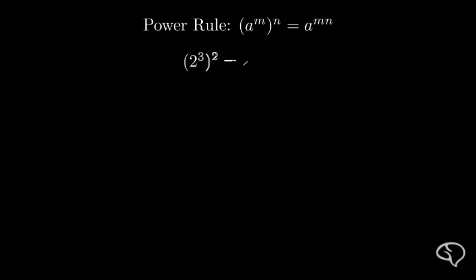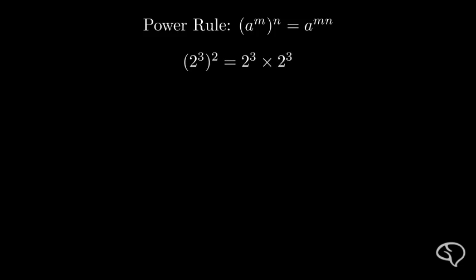We have 2 more important rules to cover, the power rule and the power of a product rule. First, the power rule. This rule applies when you have a power raised to another power. It says you multiply the exponents. Let's see why. Consider the expression 2 cubed squared. The outer exponent, 2, tells us to multiply the base, which is 2 cubed, by itself 2 times. So we have 2 cubed times 2 cubed.